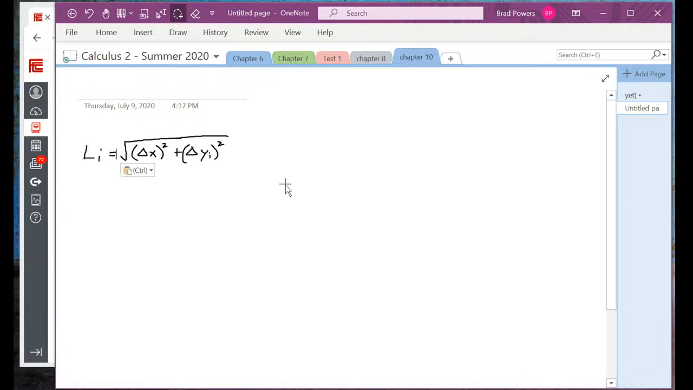I'm going to paste this in, and we're going to do exactly that. The change in t is what's being constant.